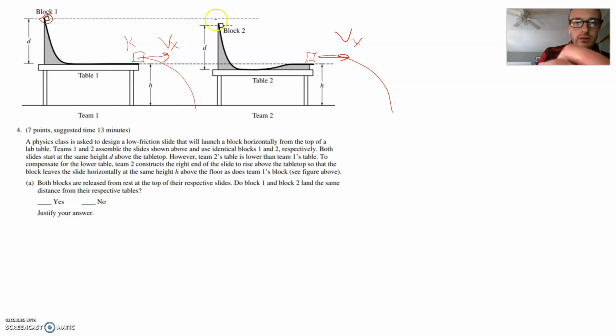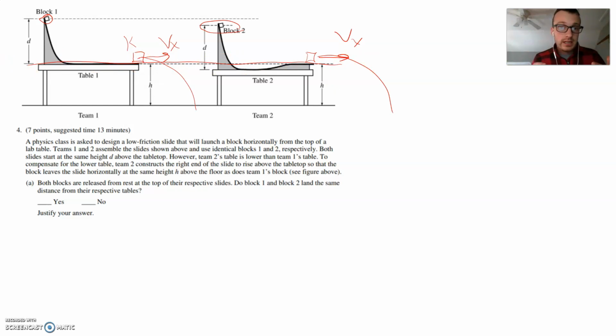Well, I hope that if you're looking at the diagram carefully, block 2, and you notice they throw all these dashed lines in here, they're pretty much screaming at you, pay attention to the details. Because block 2, yes, it starts a height d above its respective table, but that's kind of irrelevant, all right? Because, it's 2020, we can set the reference point for potential energy wherever we feel like. And in this case, the potential energy reference height is going to be this dotted line. I don't know if you can see my little cursor there. It's going to be that dotted line there.